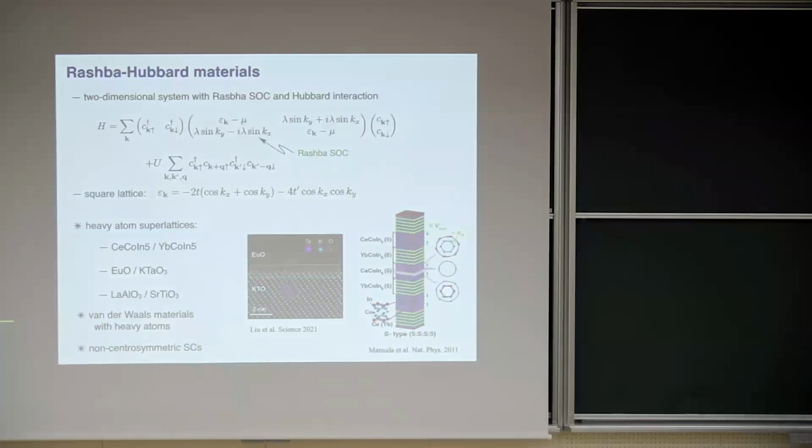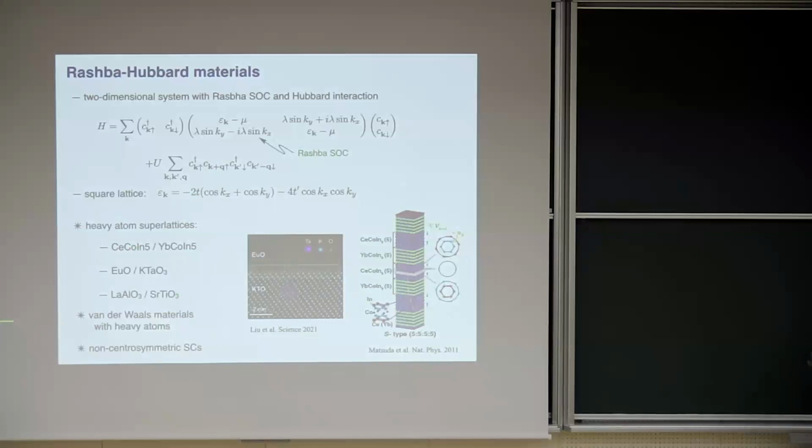Okay, so we want to apply this to the Rashba-Hubbard materials described by this Hamiltonian. For simplicity, I'm going to look at the square lattice with nearest and next nearest neighbor hopping. And I'm going to include a Rashba spin-orbit coupling term, which splits the band degeneracy. This type of Hamiltonian can describe a number of systems, for example, heavy atom superlattices of this form, CeCoIn5 and TbCoIn5, which have been grown by Professor Matsuda here at Kyoto University.